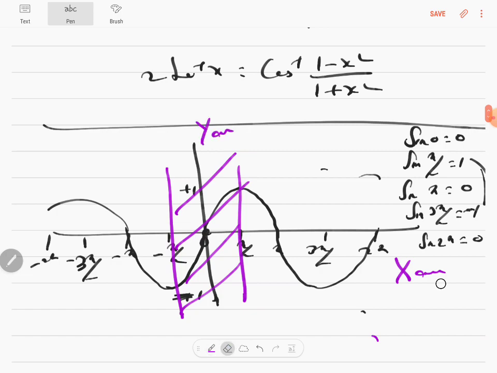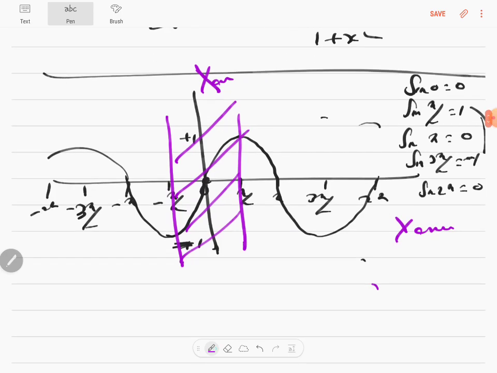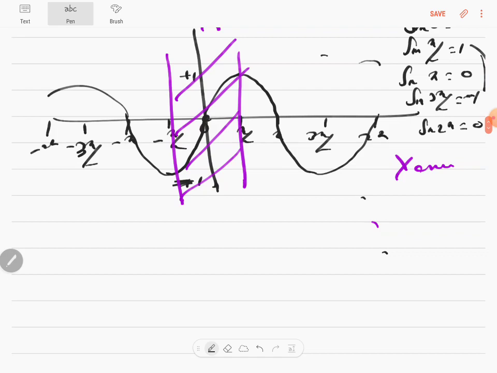In inverse trigonometry, this becomes your y-axis and this becomes your x-axis. Basically your domain and the range have got interchanged. So the y value ranges between minus pi by 2 to pi by 2.